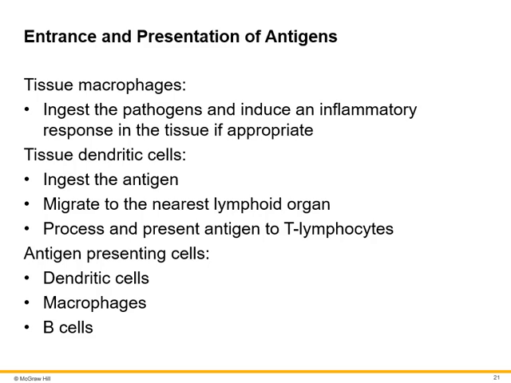So the entrance and presentation of the antigen: they ingest pathogens, so the tissue macrophages are going to eat them up, chew them up, spit them out. Go team go, right? So they're going to ingest the pathogens and induce inflammatory response in the tissue if appropriate. The tissue dendritic cells will ingest antigen, migrate to the lymph nodes, and that's where they present the antigen. The antigen presenting cells are dendritic cells, macrophages, and B cells.